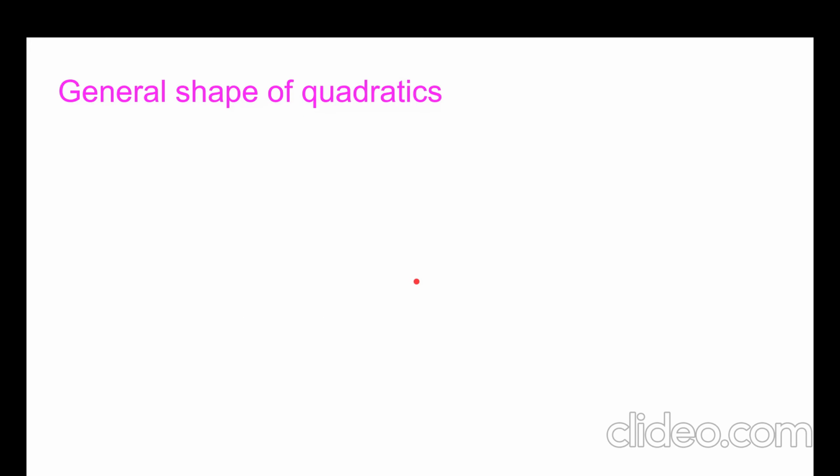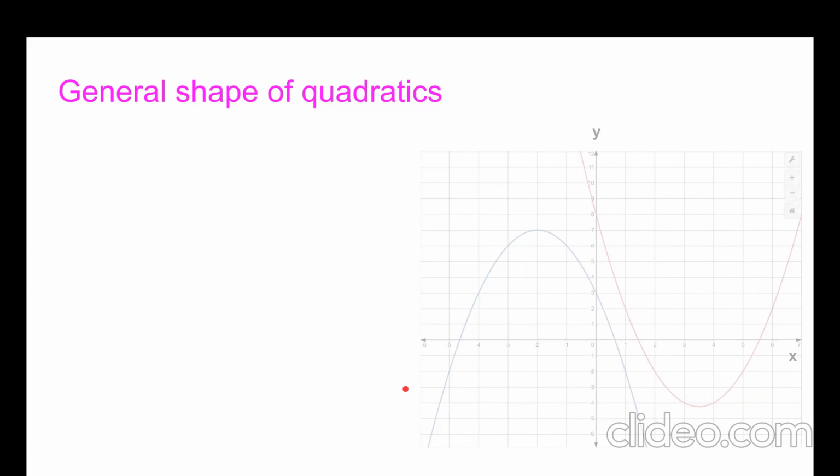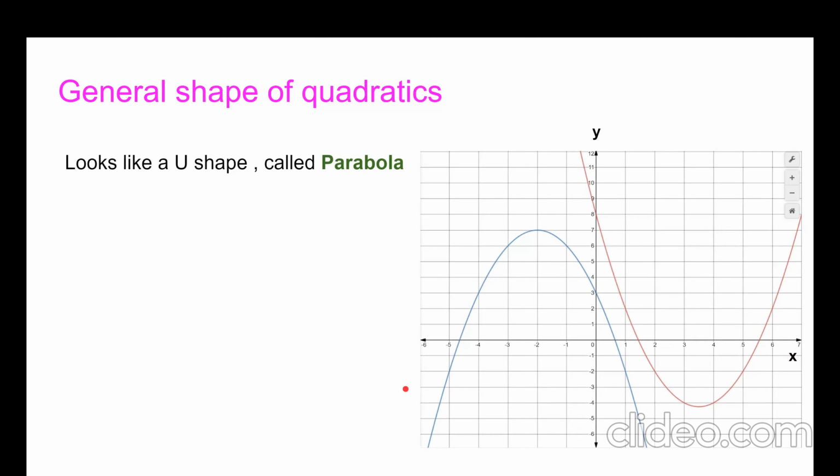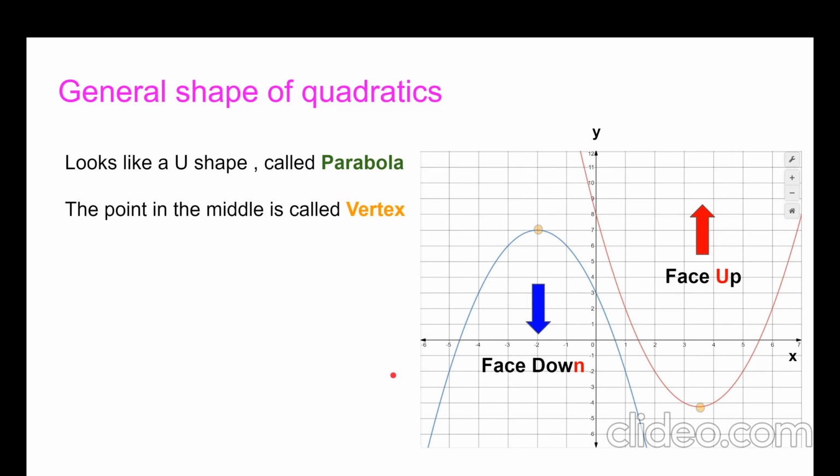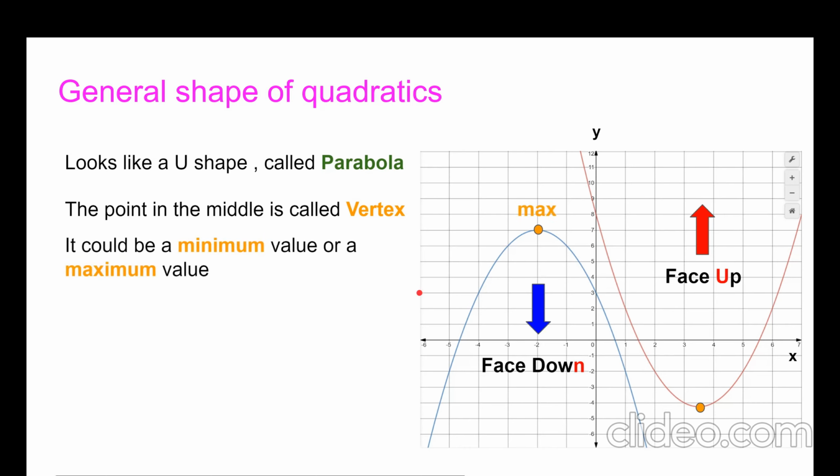Now, before we start, what is a quadratic? What does it look like? Well, it looks like a U shape, so it's called a parabola. It's a U shape called a parabola. It could be facing up like a U or facing down. The point in the middle in orange is called the vertex, and it could be a maximum point, in this case like a mountain, or a minimum point like a valley.